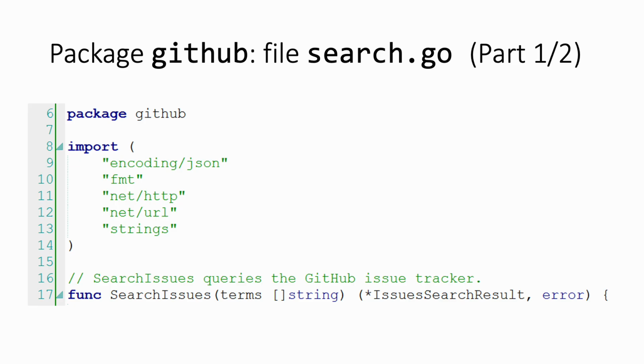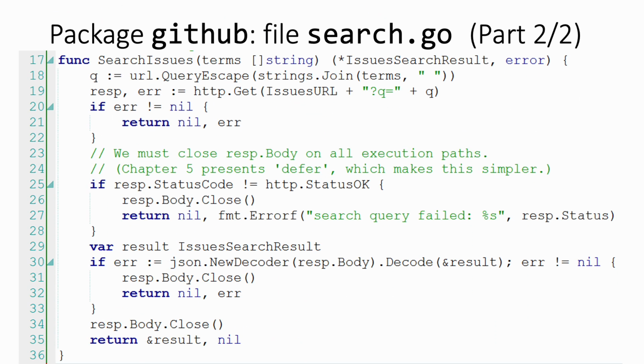In the source file search.go of the GitHub package, it defines the function SearchIssues, which takes a slice of string as argument and returns a pointer to IssuesSearchResult. Recall that IssuesSearchResult is a struct defined in github.go in package github. This function also returns an error object.